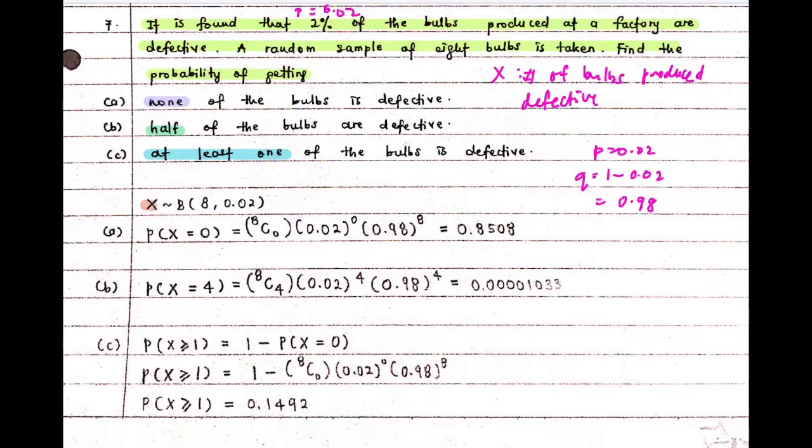So let's write the variable here. X ~ B(n, p). So our n is now 8 and our p is 0.02. We get the n of 8 from here because a random sample of 8 bulbs is taken. So your n is equal to 8. Let's read the first question. Find the probability of getting none of the bulbs defective.